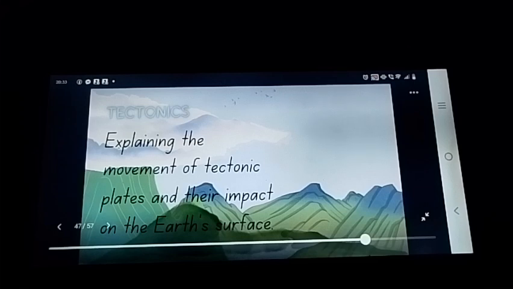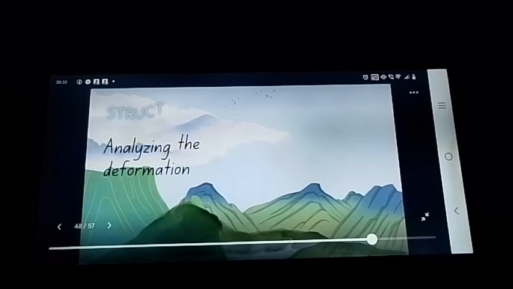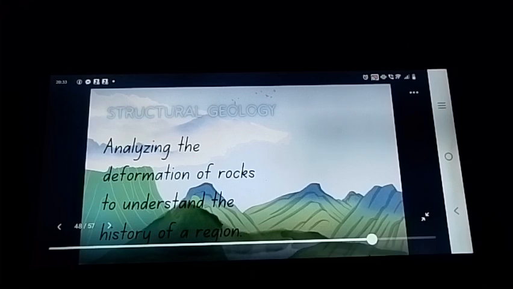Structural geology, analyzing the deformation of rocks to understand the history of a region. Imagine you're a detective trying to solve a mystery by piecing together clues from a crime scene. That's what structural geologists do. They use the deformation of rocks to understand the history of a region.